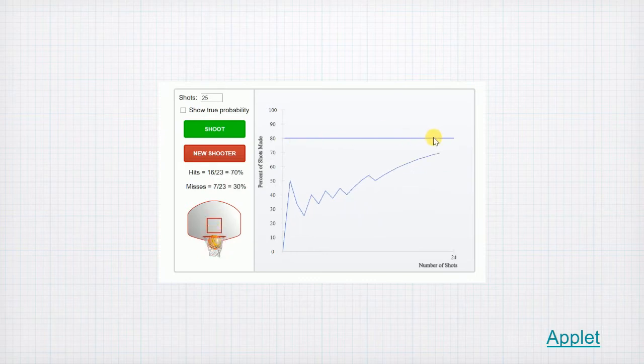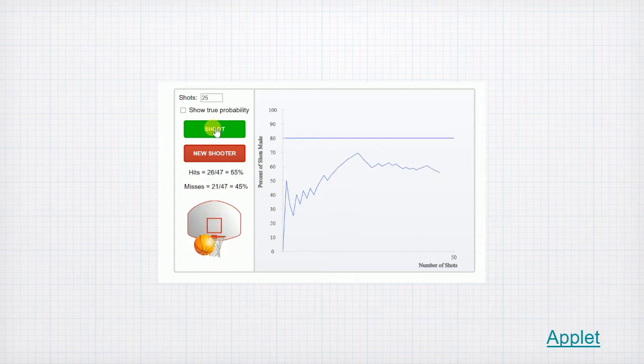This is getting closer to 80, but it's not quite there. So here we have hits 64% here, and misses 36%. So that's kind of an interesting way of doing this. Not quite 80, right? Well, let's shoot some more just to be on the safe side. Maybe we just need to shoot more often. Not looking like it's approaching 80.